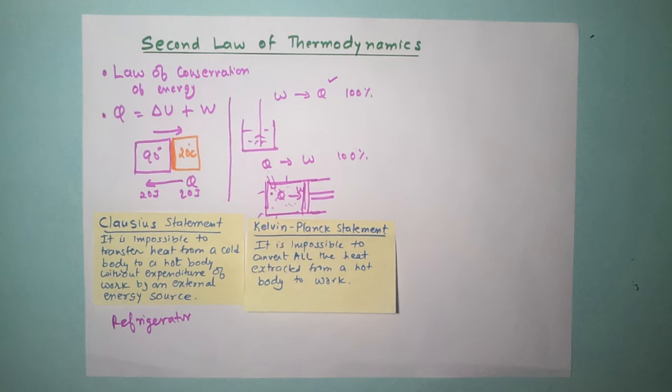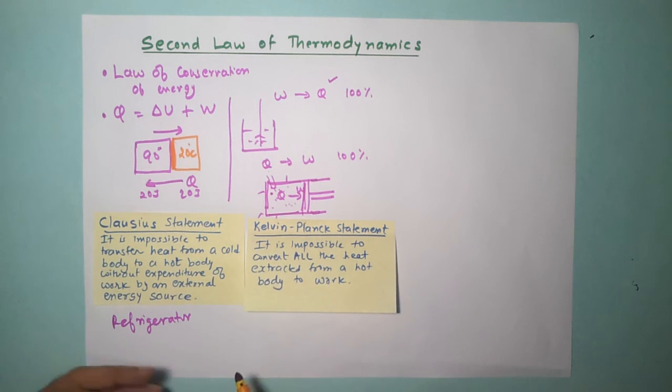These two statements of the second law of thermodynamics actually mean one and the same thing. They talk about whether a process is possible or not, whether a process will move in one direction or not. So to summarize, the first law states that if a process takes place, the energy remains conserved. It does not tell us whether the process is possible or not.